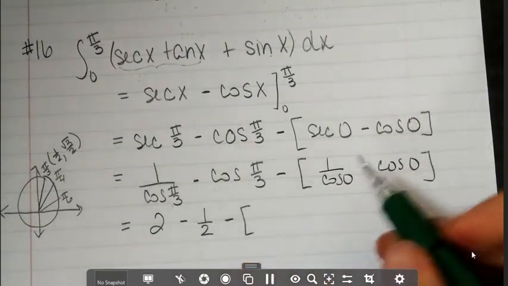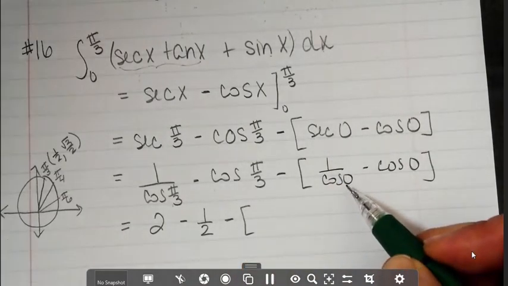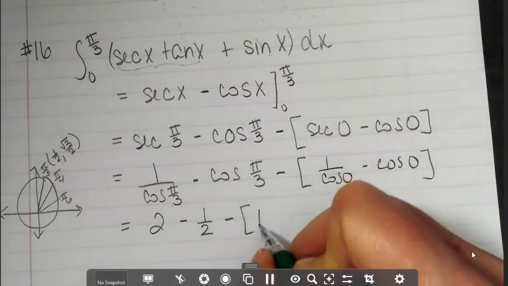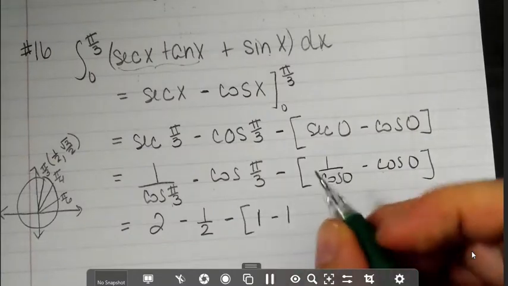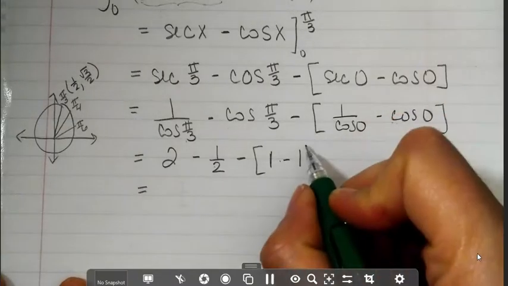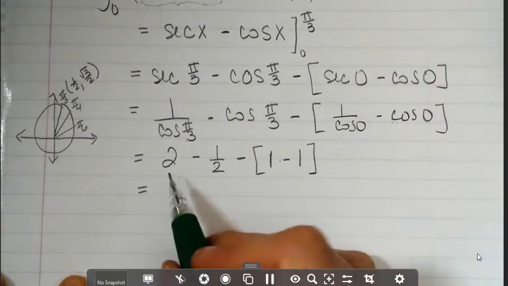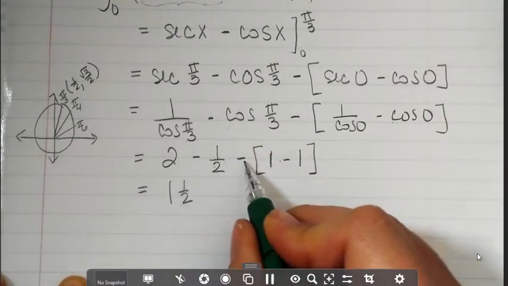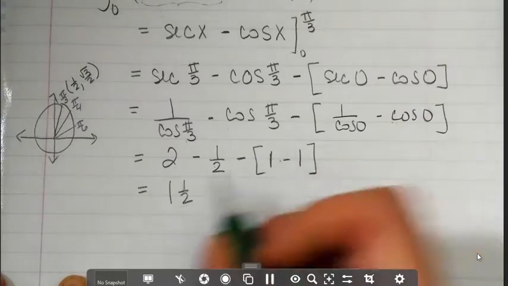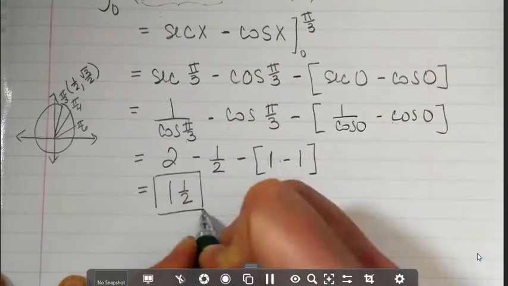Subtract from that. Okay, so cosine of 0 is 1, and cosine of 0 is 1. All right, so 2 minus 1/2, well, that's 1 and 1/2. Minus, let's see, this is going to be 0. So basically, we're going to have 1 and 1/2.